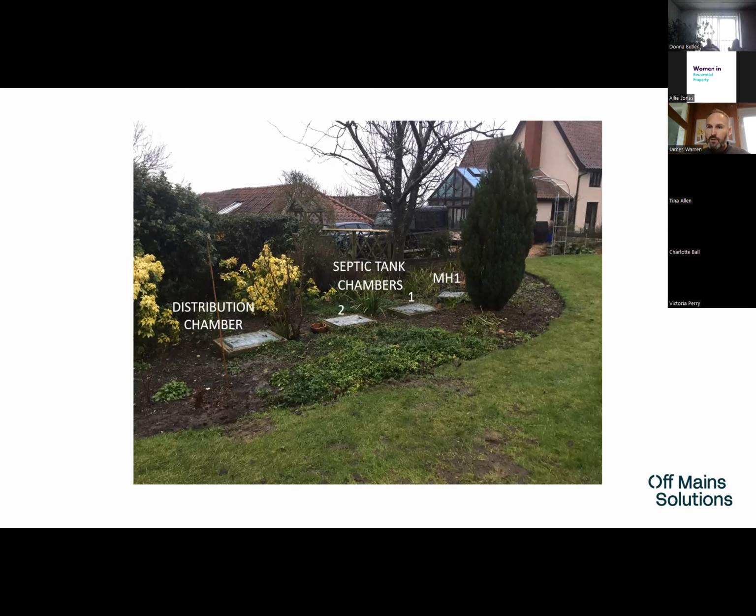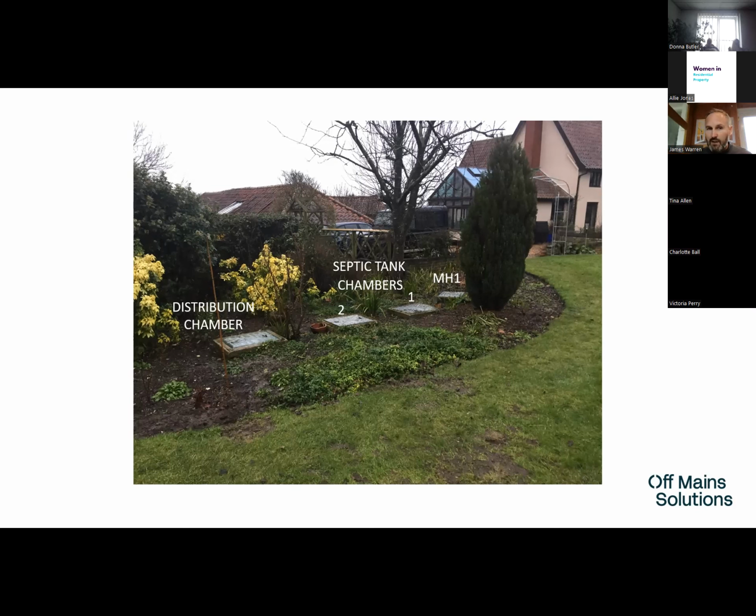So as a snapshot, if you see a series of manholes, that is going to be an off-mains drainage system, but it's not always crystal clear immediately what sort of off-mains drainage system that is. So on this example, we have got a 2-stage septic tank. The manhole nearest the property is MH1, which is manhole 1. Then you've got the septic tank, and then you've got what's called a distribution chamber.